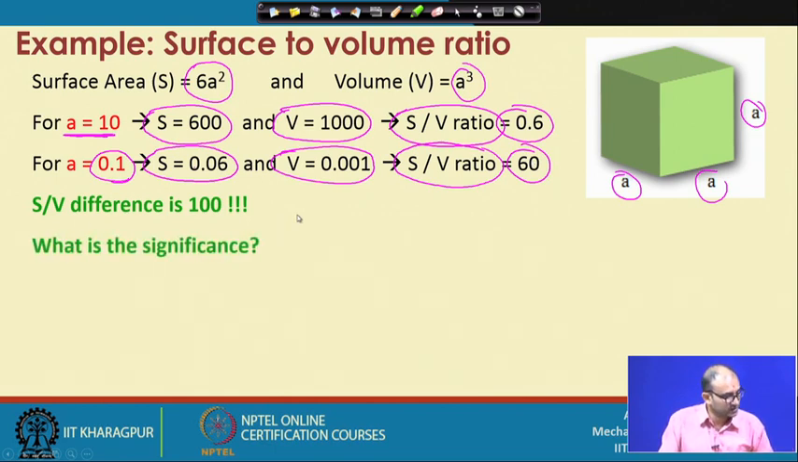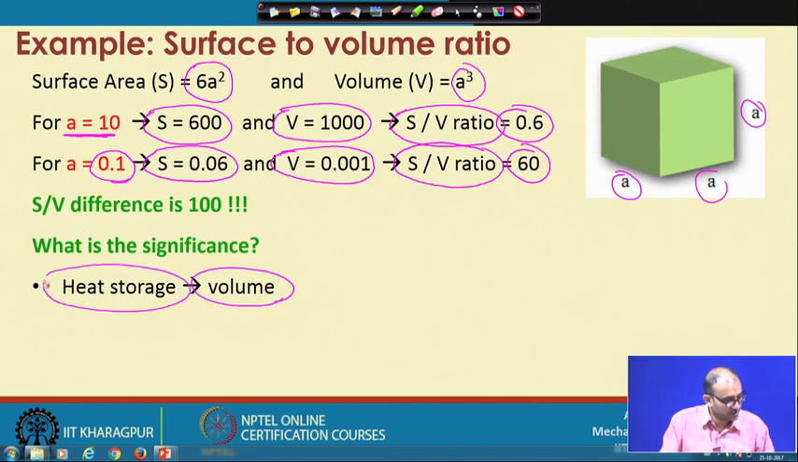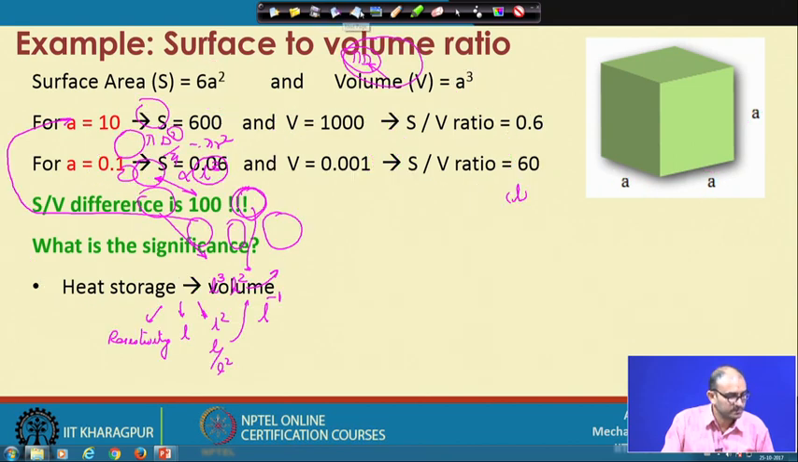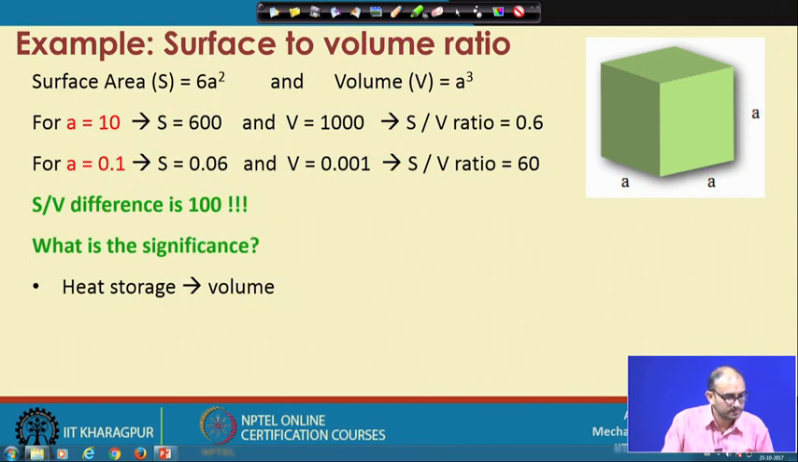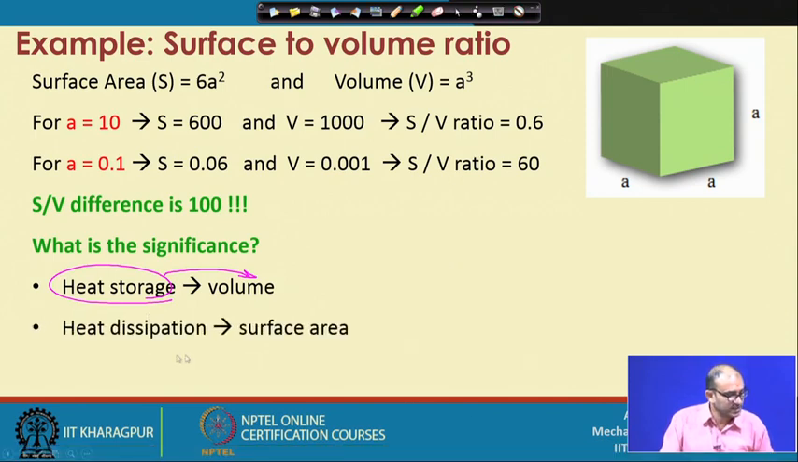So, where is it making a difference? What is the significance? The significance is the heat storage by the volume. This is one of the parameters. Note this. Heat storage is a function of volume, that is, how much heat you can store is a function of volume, and heat dissipation is a function of the surface area, right. So, here is the surface area.